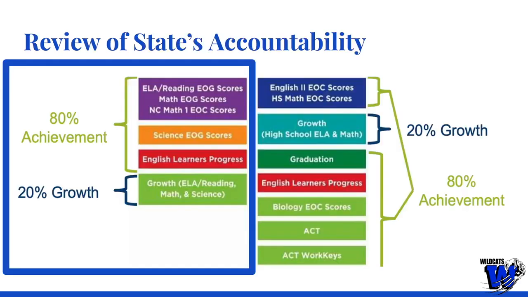So in case you don't know, the state's accountability model for schools is a 100% score that's comprised of 20% growth and 80% achievement. And so for us, you'll see the box on the left. Our 80% achievement is our English language learners progress, our science EOG scores, that's just for the 8th grade, our ELA reading scores for 6th through 8th grade, our math EOG scores for 6th through 8th grade, and our Math 1 EOC scores, which are for 8th grade. And then our 20% growth is comprised of the growth in those areas that I just mentioned.